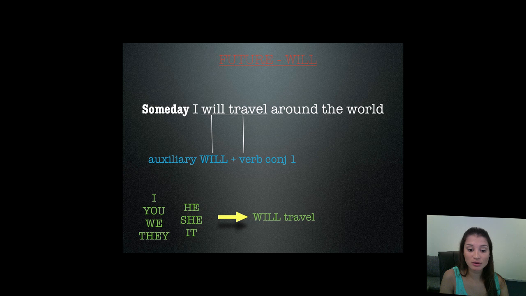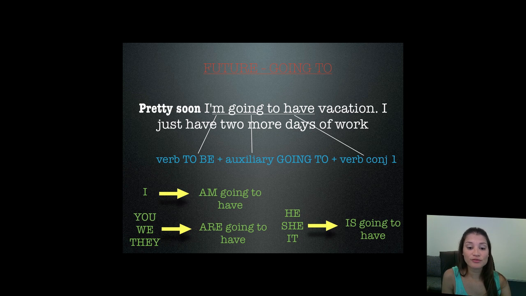For the future will, what you need is auxiliary will plus verb in conjugation 1. I, you, we, they, he, she, it will travel. No difference on the pronoun. For future going to, you need verb to be plus auxiliary going to plus the verb in conjugation 1. Again, the only thing that is going to change is verb to be depending on the pronoun that you want to use. Take a look. For I, I'm going to have. For you, we, they, are going to have. And for he, she, it, is going to have.